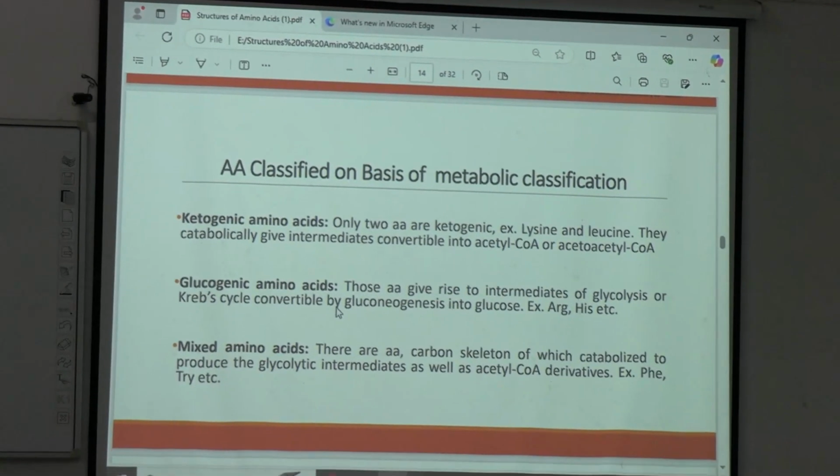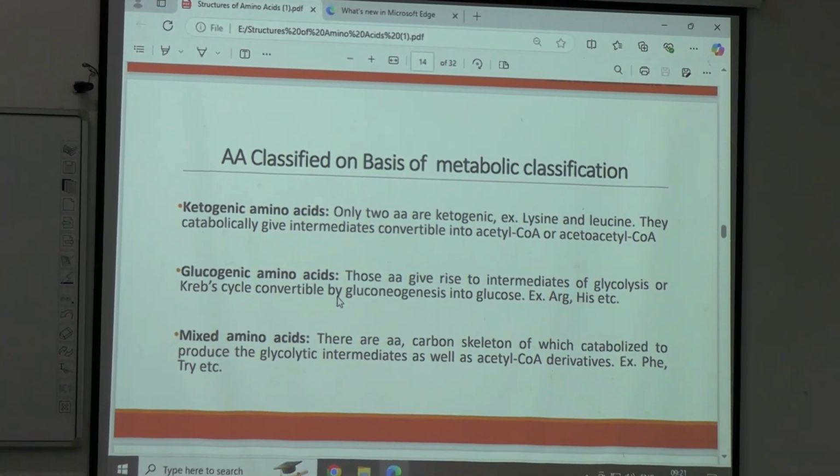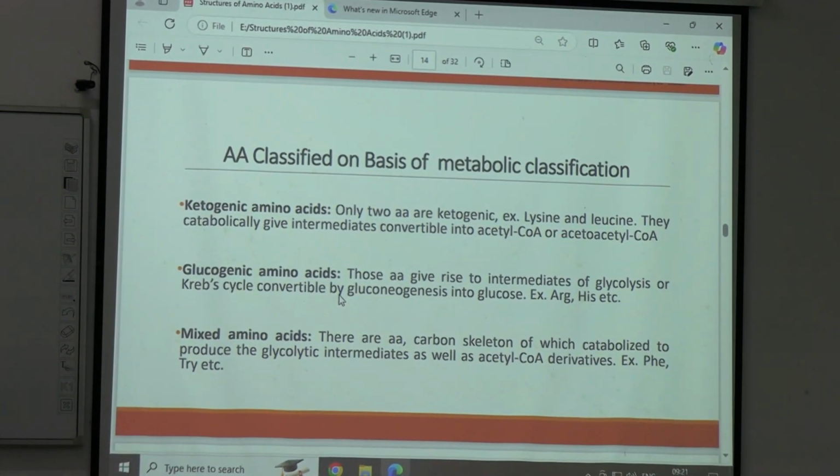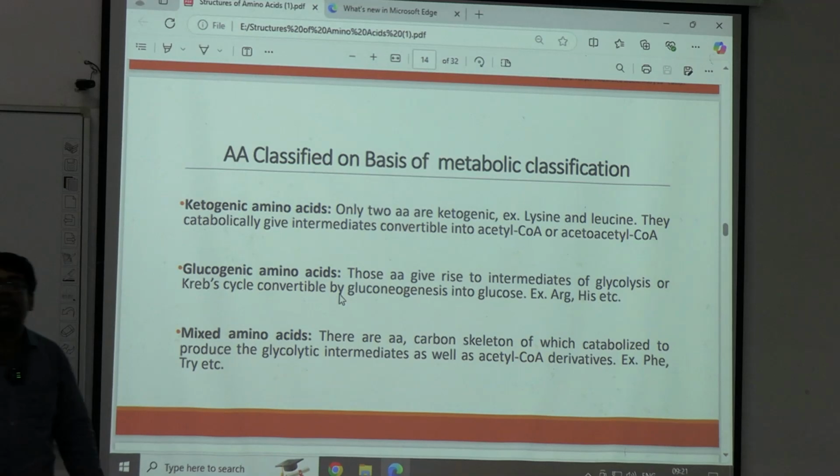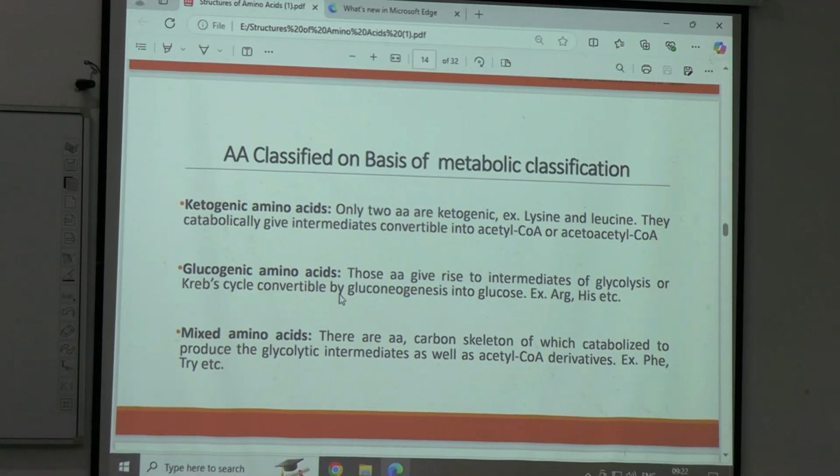And some of them give you keto groups, that is acetyl CoA or acetoacetyl CoA. What is acetyl CoA? We will delve into it later. But these are the ketogenic entities in the human body. Right now, mug it up. It will make sense later.